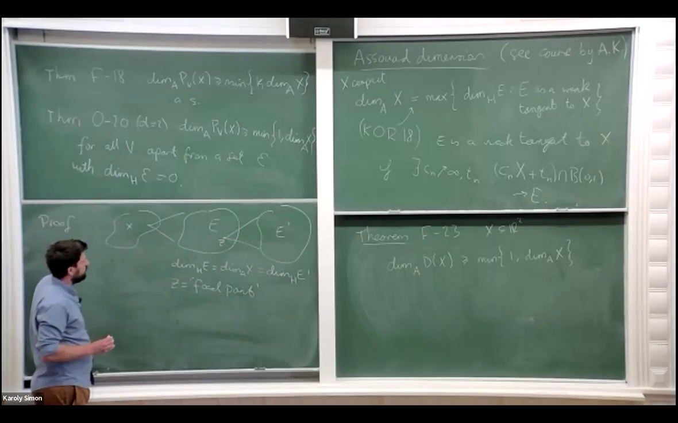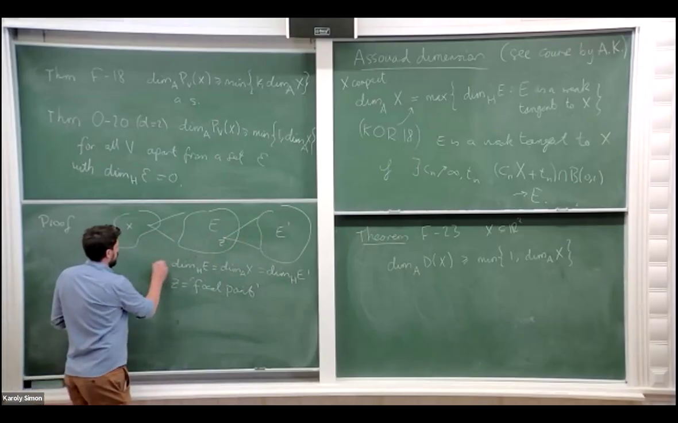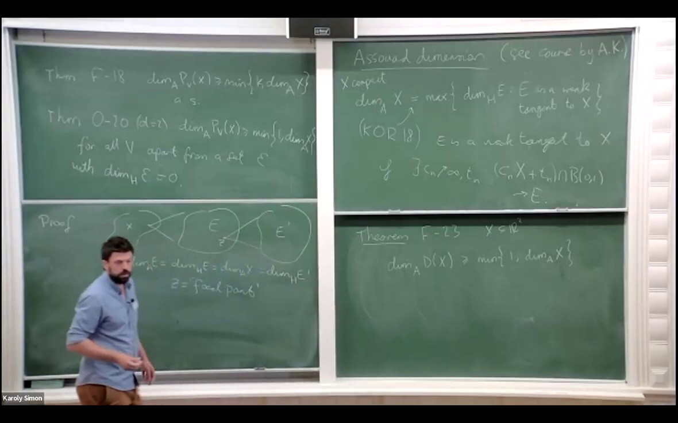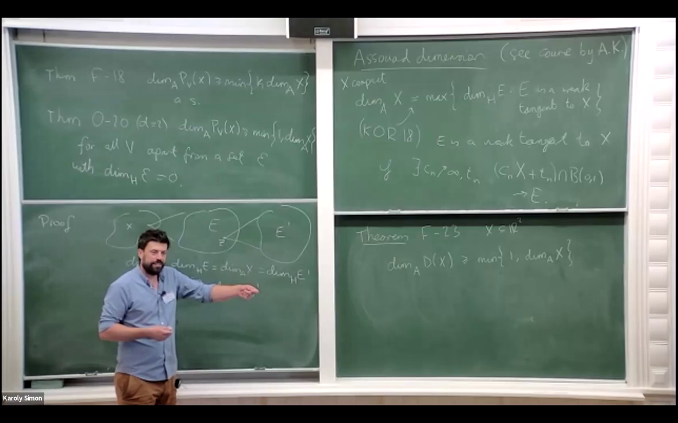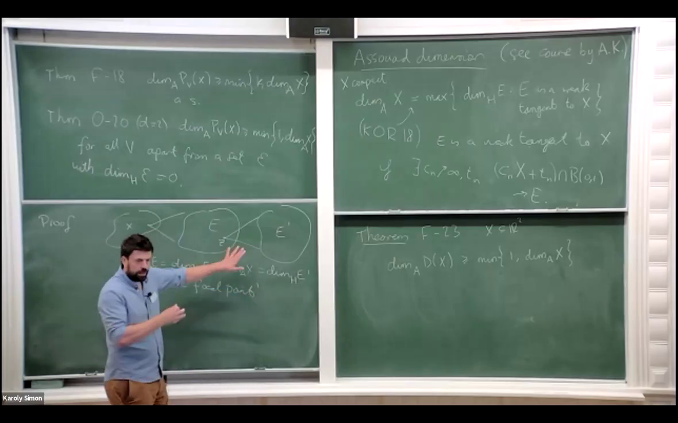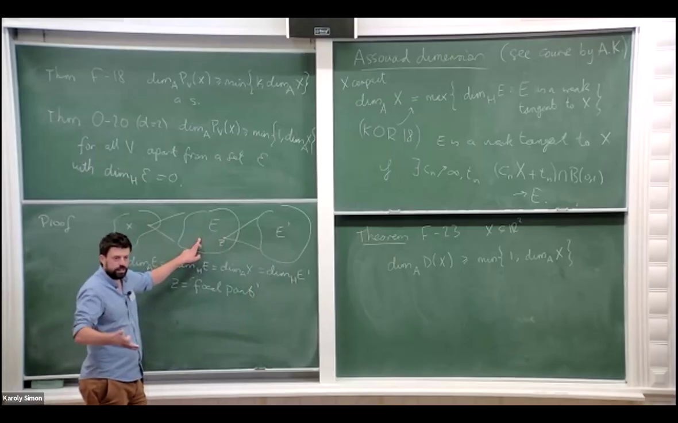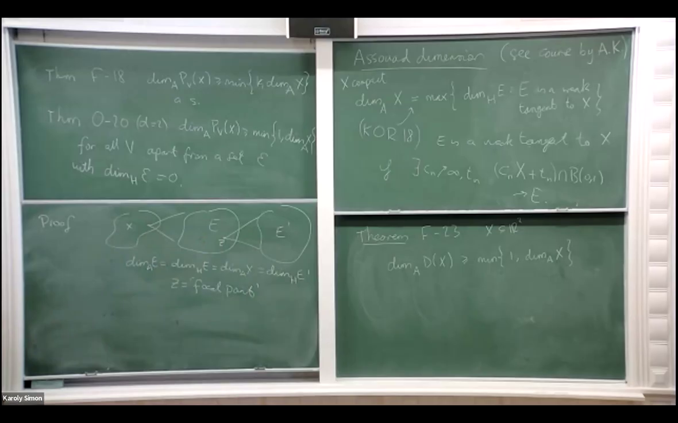The Assouad dimension of E cannot be larger, actually. The Assouad dimension of E must be the same, just because of the relationship between Hausdorff and Assouad dimension. If the Assouad dimension was larger, then I could take a tangent of that set, and, I mean, I've already done it, right? So E prime is a tangent of a tangent. A tangent of a tangent is a tangent, right? And so that would be a contradiction. Good question.